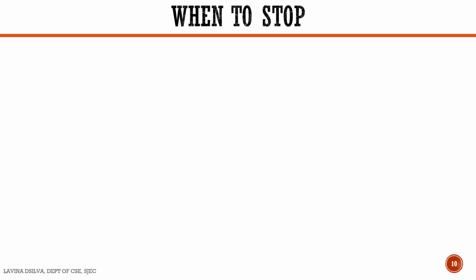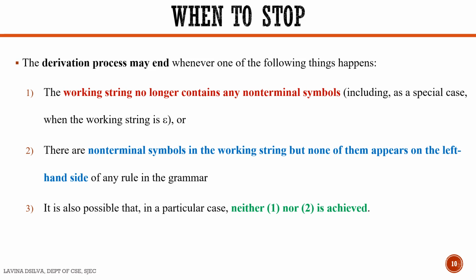Now when can we stop using the rules and deriving the strings? We can tell that a derivation process may end in one of these cases. We have got three cases. The first case is where the working string no longer contains any non-terminals. This is also applicable whenever we have a special case, whenever the working string is epsilon.